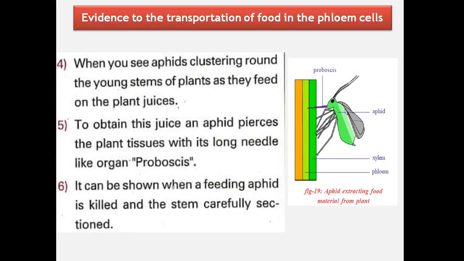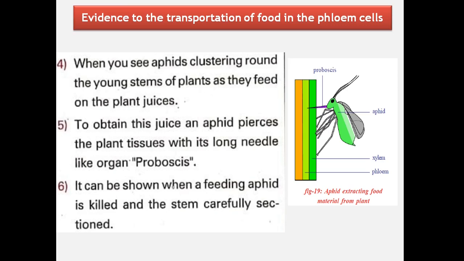Aphids are small insects which feed on plant juices. To suck the juice from plants, an aphid pierces its proboscis into the plant tissues. Pierces means making a hole into the plant tissue and inserting its proboscis. Proboscis is a long needle-like structure which helps the aphid to suck the sap. Even butterflies use a proboscis to suck the nectar from flowers.